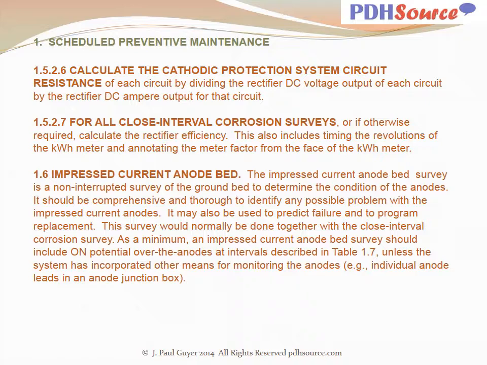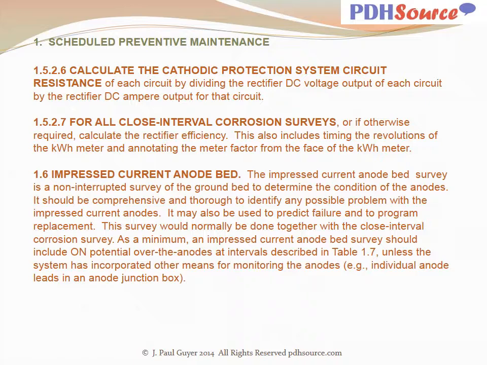For all close interval corrosion surveys, or if otherwise required, calculate the rectifier efficiency. This also includes timing the revolutions of the kilowatt-hour meter and annotating the meter factor from the face of the kilowatt-hour meter. With regard to the impressed current anode bed, the impressed current anode bed survey is a non-interrupted survey of the ground bed to determine the condition of the anodes. It should be comprehensive and thorough to identify any possible problem with the impressed current anodes. It may also be used to predict failure and to program replacement. This survey would normally be done together with the close interval corrosion survey.